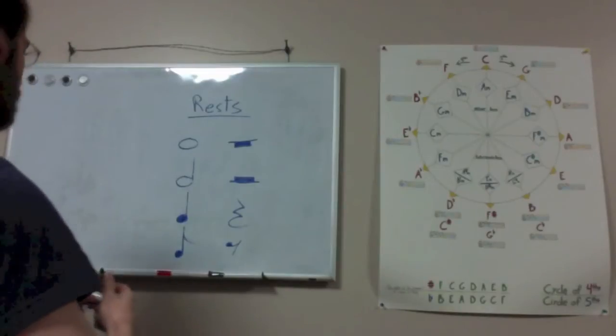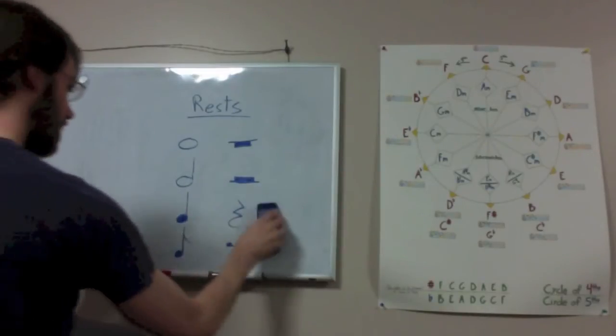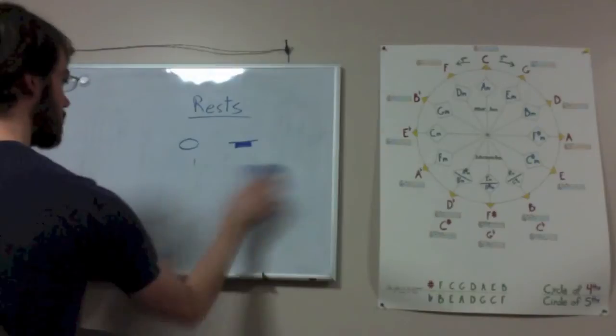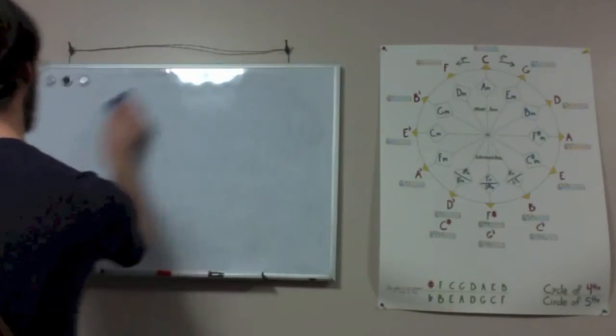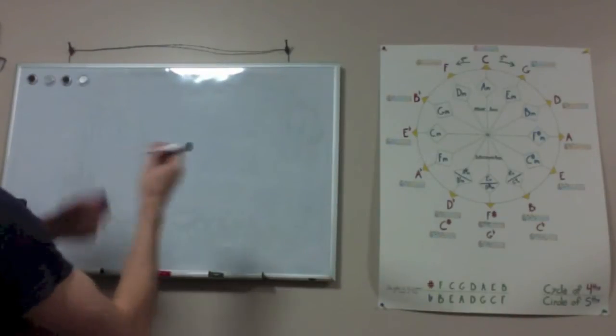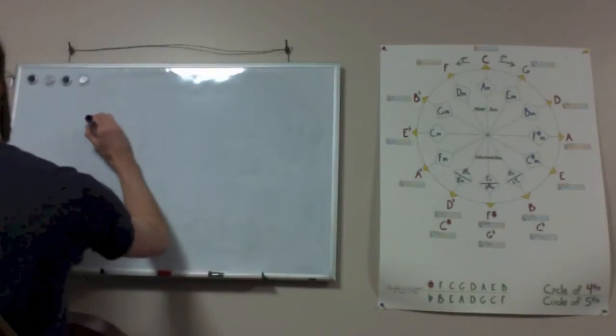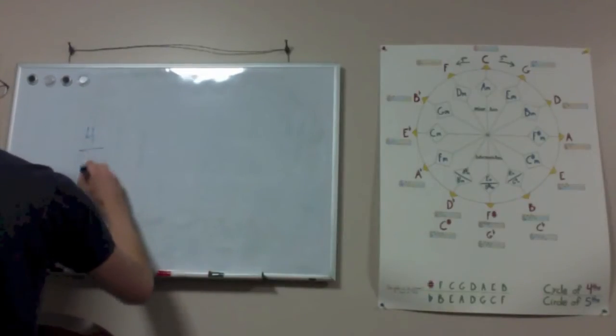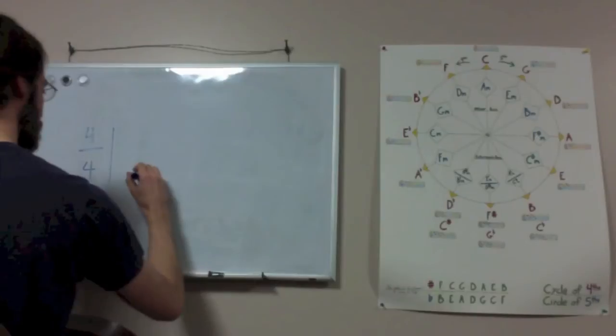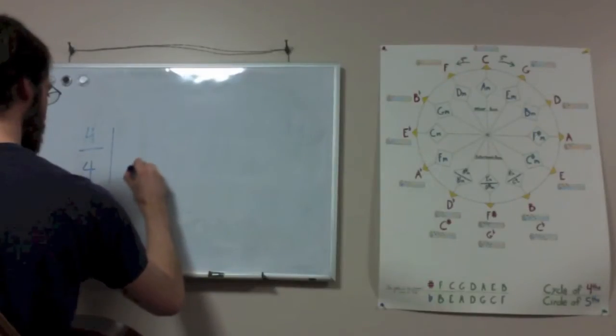All right, so those are our different types of rests, and every rest corresponds to a different note. So let's take the rhythm that we looked at in the last lesson, and let's just rewrite it using a rest instead of a tie.